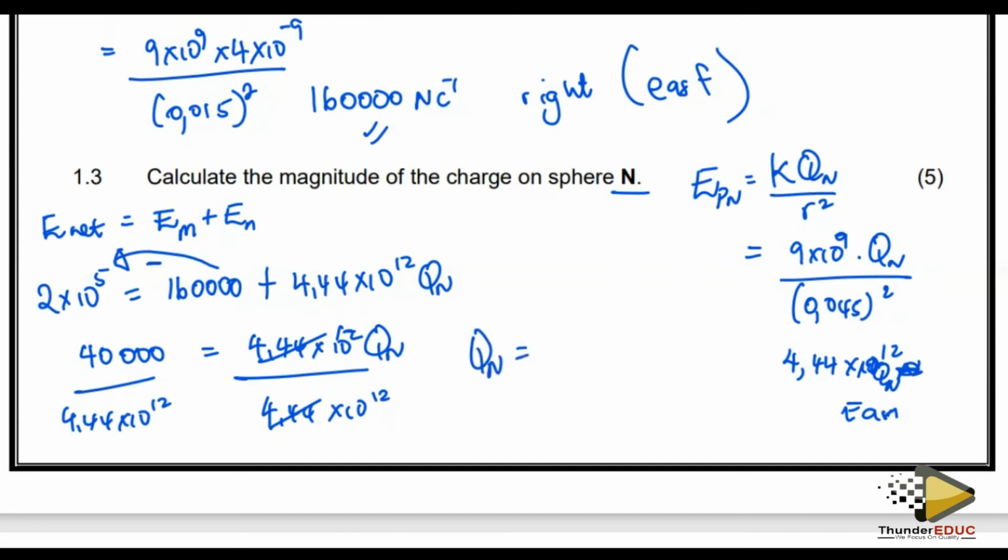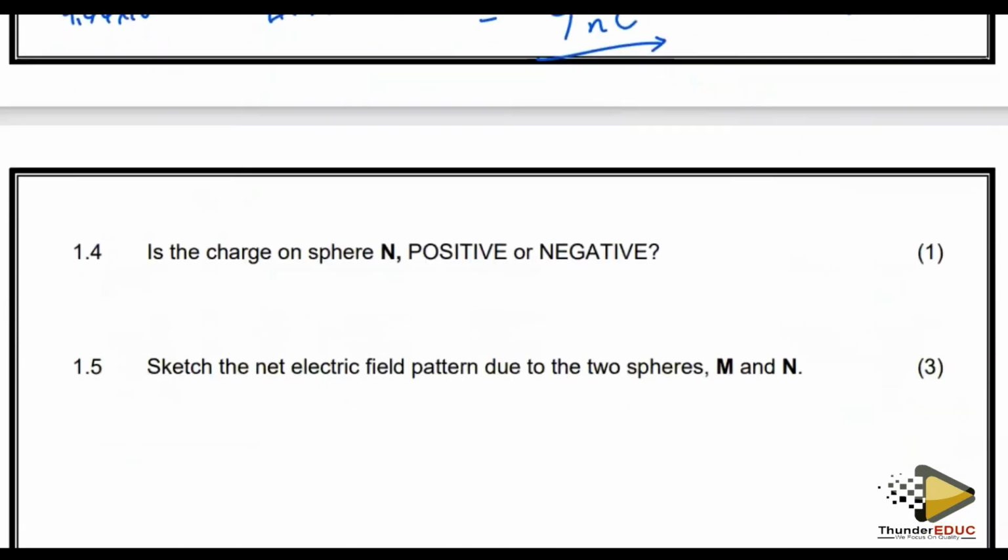So QN is going to be 40,000 over 4.44 times 10 to the 12. I'm having 9.01 times 10 to the negative 9 coulombs, or someone can say that is 9 nanocoulomb. Now with the charge, it will be positive. Then question 1.4: is the charge on the sphere positive or negative? Answer that: positive.